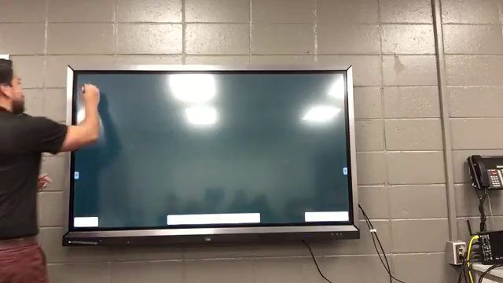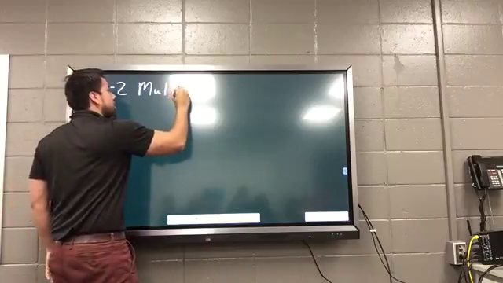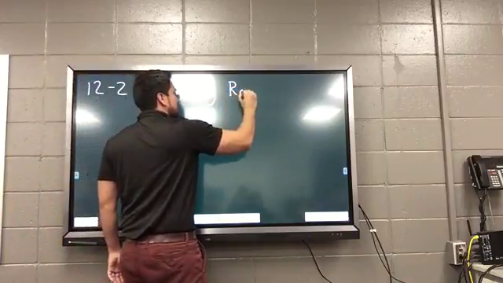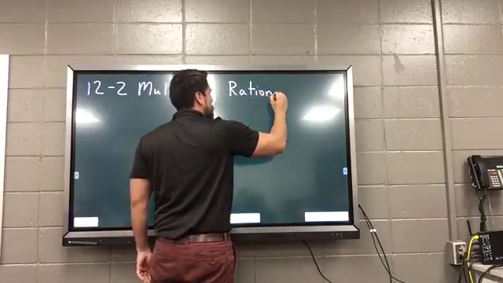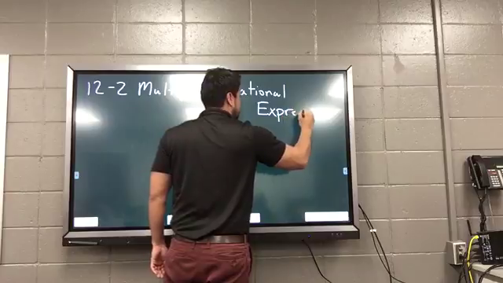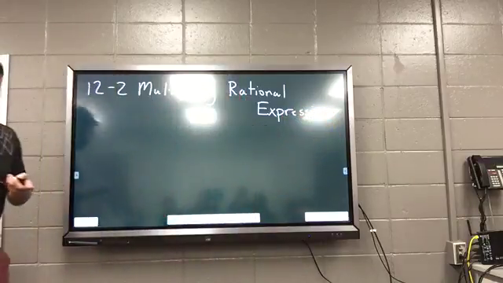12-2, we're talking about multiplying rational expressions. Okay, multiplying rational expressions.